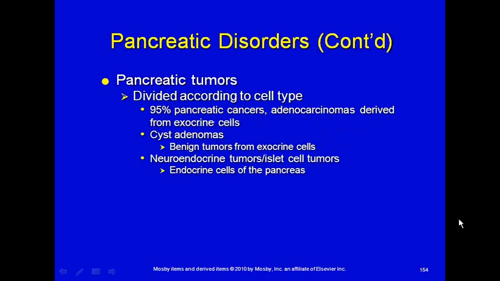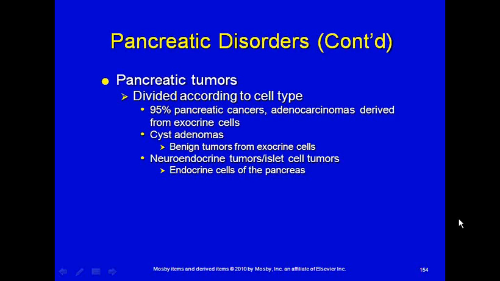Pancreatic tumors are divided according to cell type. 95% of pancreatic cancers are adenocarcinomas derived from the exocrine cells. And if we remember the pancreas, the exocrine cells are those cells in the pancreas that secrete pancreatic fluid, which is used in the digestion of food. So 95% of pancreatic cancers are caused by those cells.